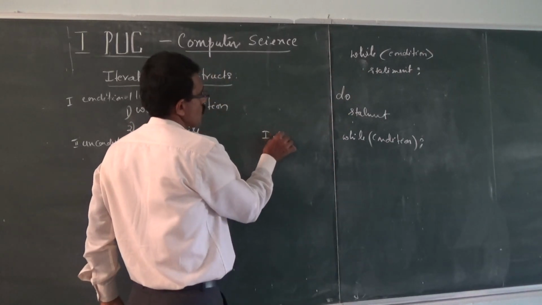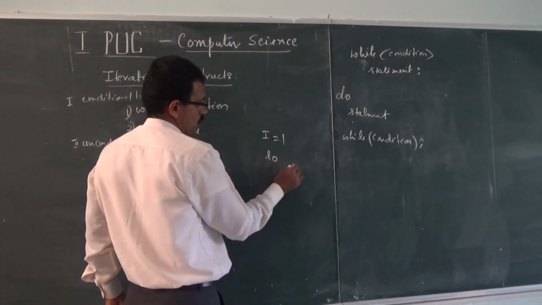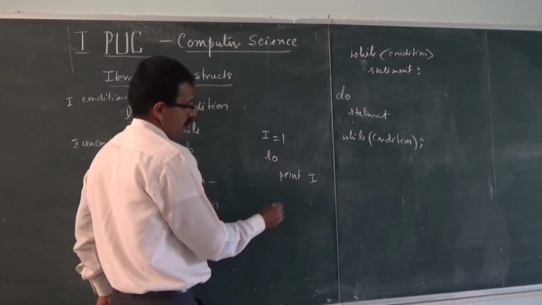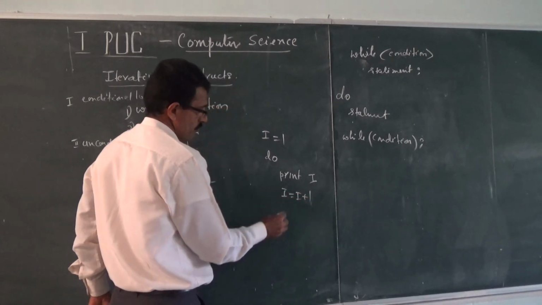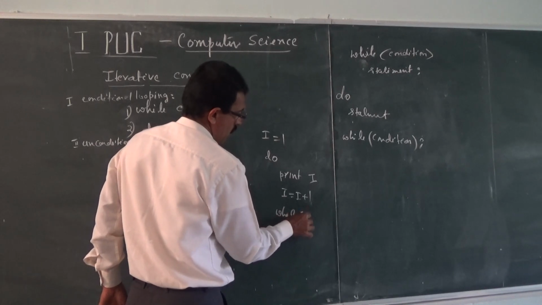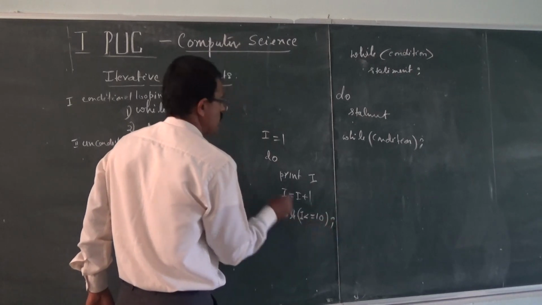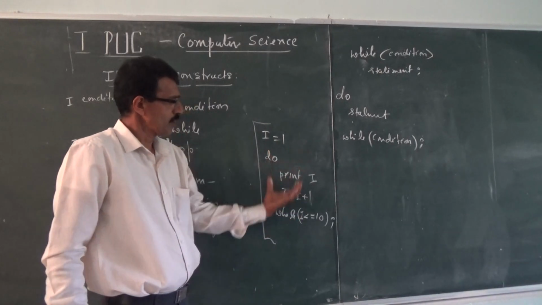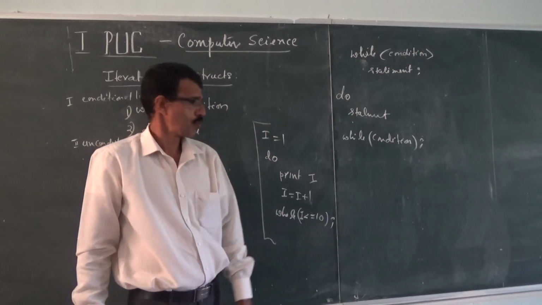Example: I is equal to 1. Do print the value of I, and I is equal to I plus 1, and while I is less than or equal to 10. This is also just one segment procedure I wrote here in order to display some outputs.